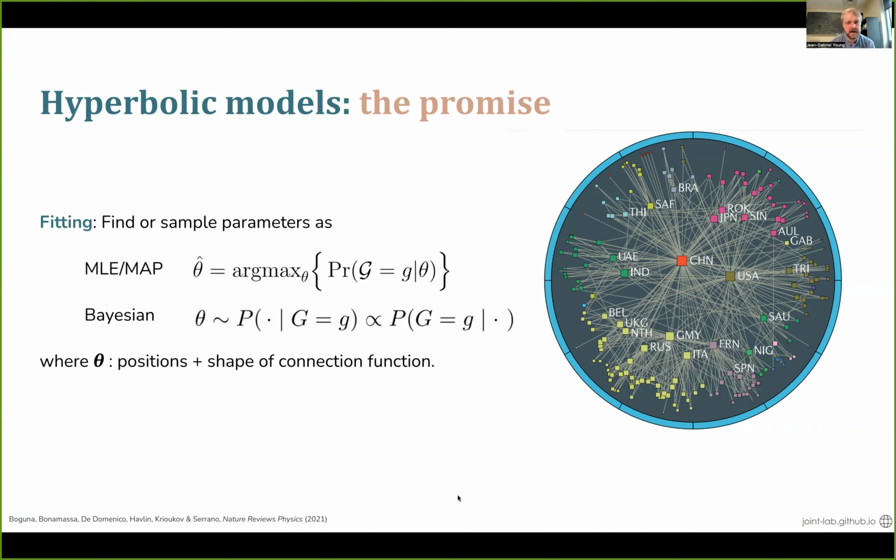In more detail, what I mean by fitting, there are various approaches to it. Here I'm showing the maximum likelihood or maximum a posteriori estimate, where you have your probability model and you're asking what is the best set of parameters of the probability model. Here the parameters theta are the positions, where the nodes are, and also the shape of the connection function. You can also do this in a Bayesian way, where you sample the locations instead of finding the best one. Does that answer the questions we had about the model?